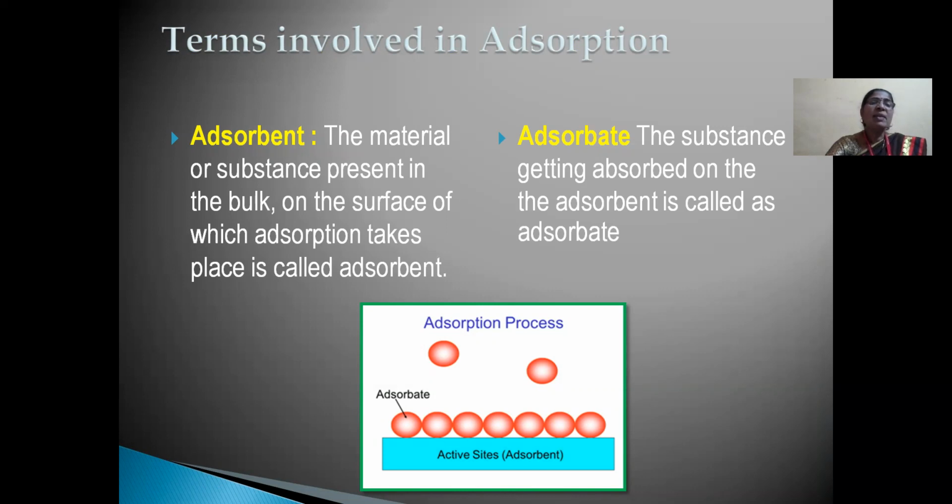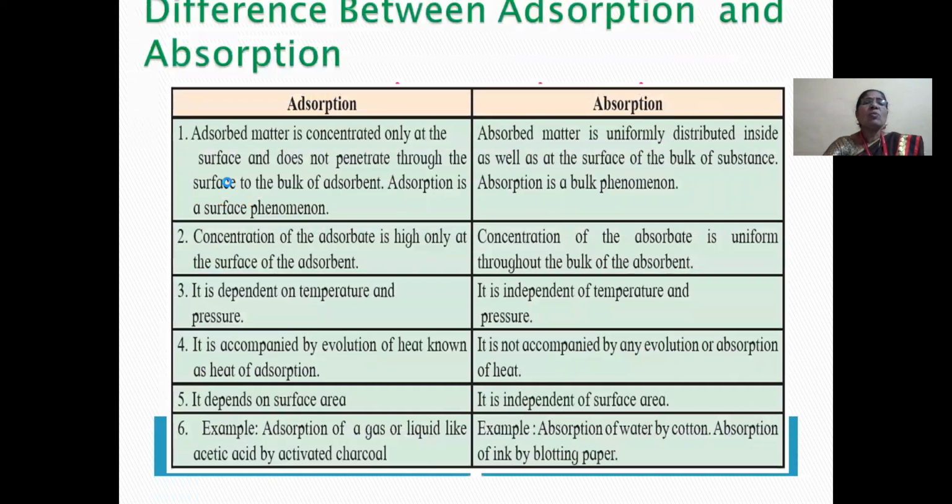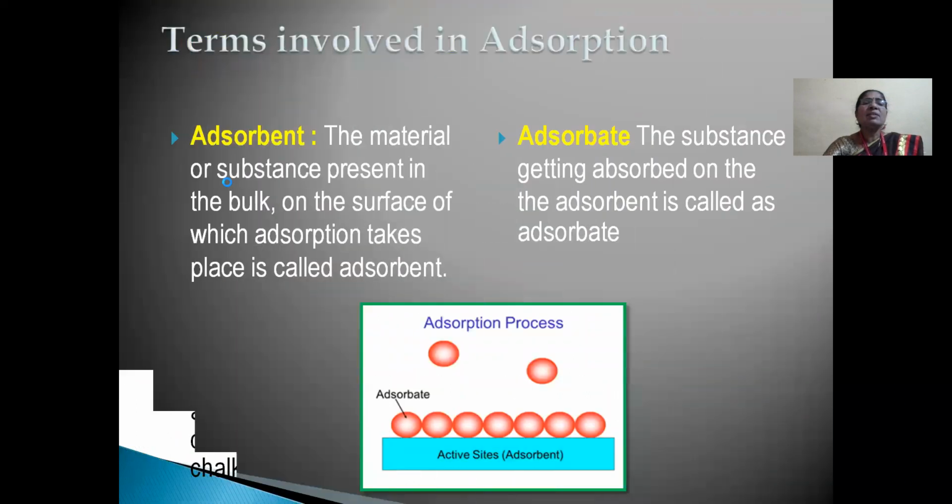Similarly, in the case of adsorption, there are some terms. Number one is adsorbent, second is adsorbate, third is desorption, fourth is sorption. So what is meant by adsorbent? The material or substance present in the bulk, on the surface of which adsorption takes place, is called the adsorbent.